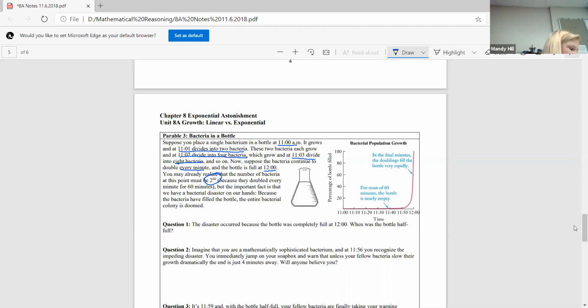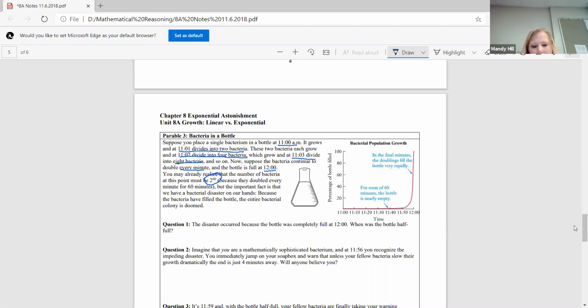When was the bottle halfway full? Well, because it took an hour to fill the bottle, many people guess that it was half full at 11:30. However, because the bacteria doubles in number every minute, they must also have doubled during the last minute, which means that the bottle went from being half full to full during the final minute. That is, the bottle was half full at 11:59.